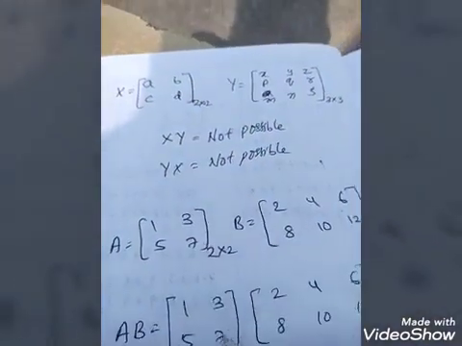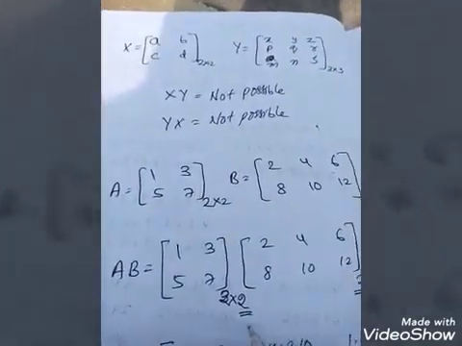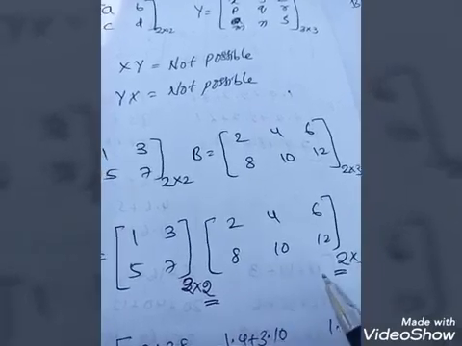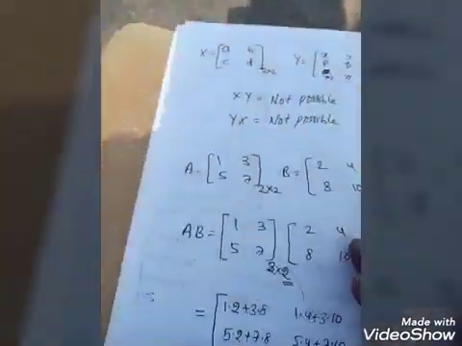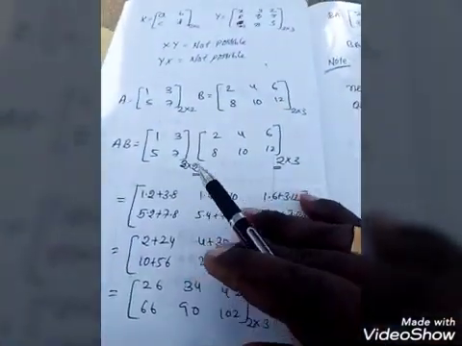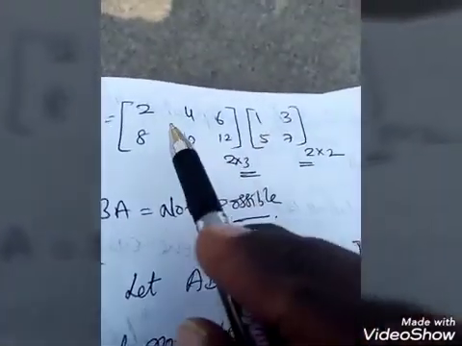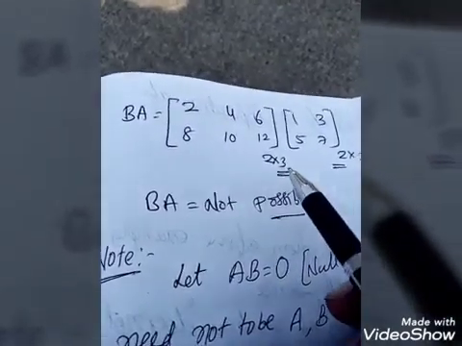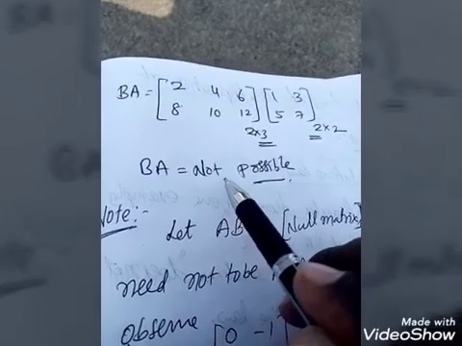Next one I have taken, one is a 2 by 2 matrix and one a 2 by 3 matrix. Now AB you take, the number of columns is equal to the number of rows, therefore it is possible, and you determine the AB. AB, what you got? Observe there again, this is a 2 by 3 matrix you got. But when you come to the BA, B is the 2 by 3 matrix, A is the 2 by 2 matrix. The number of columns here is 3, the number of rows is 2, hence BA is not possible.